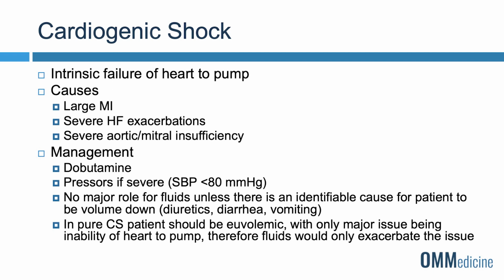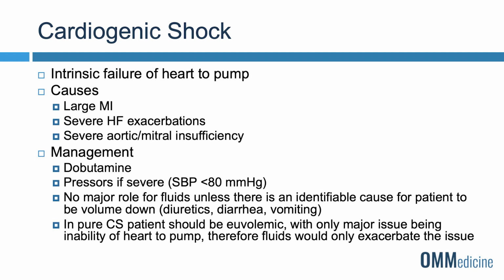So in cardiogenic shock, our issue is not a low amount of intravascular volume, and our issue is not peripheral vasodilation. Our issue is that the heart cannot pump adequately. And so the treatment for cardiogenic shock is not going to be fluids or pressors. The treatment is going to be something that helps the heart pump better. And so we will use positive inotropes such as dobutamine to help the heart pump and help relieve the shock.